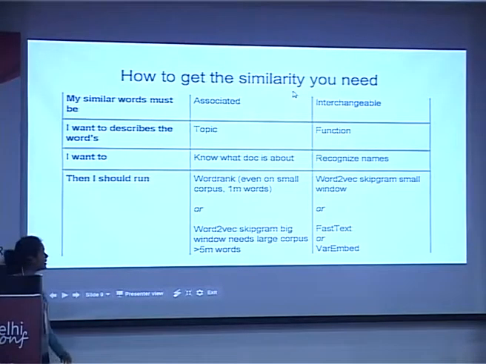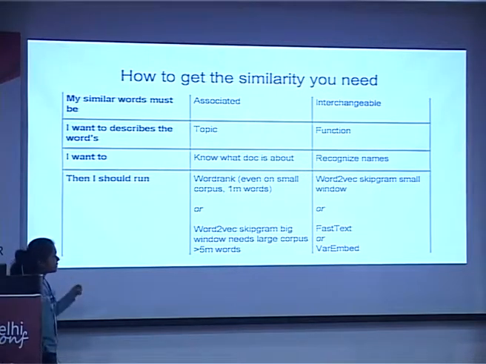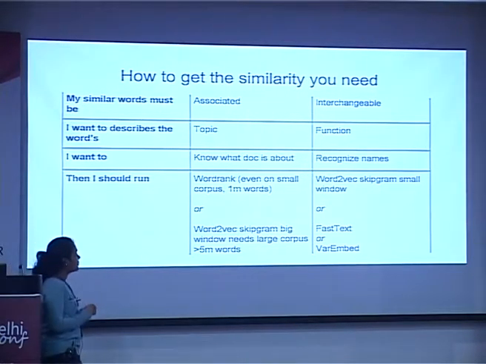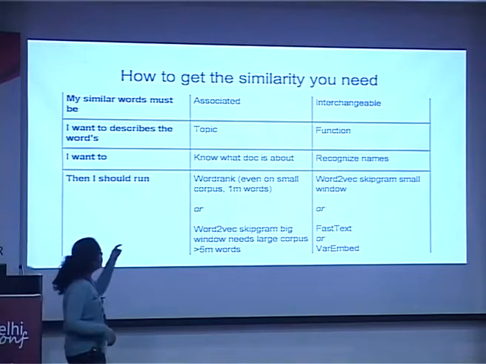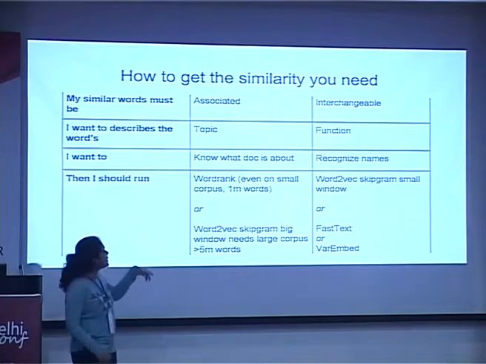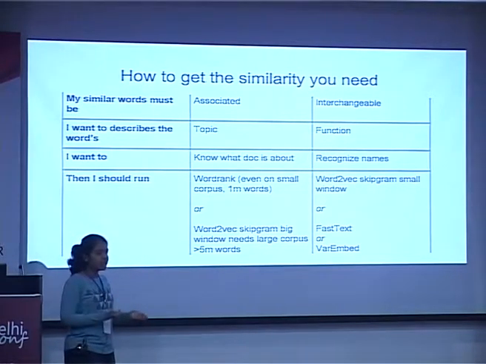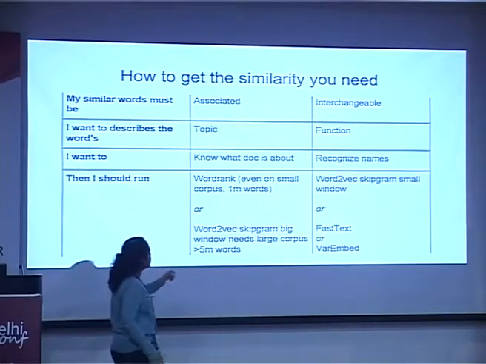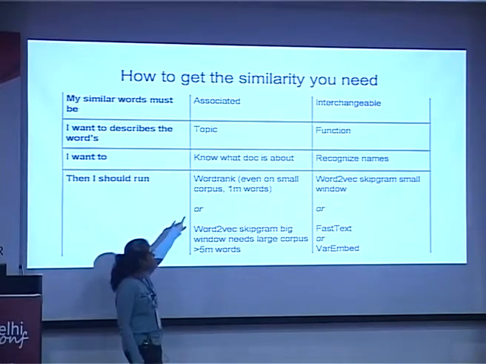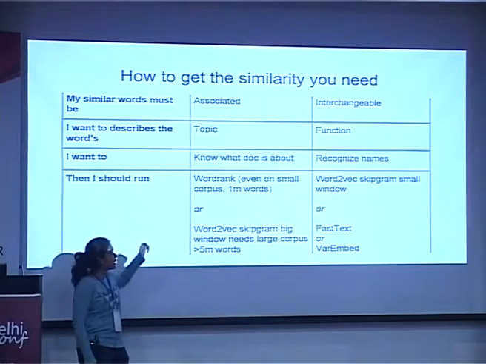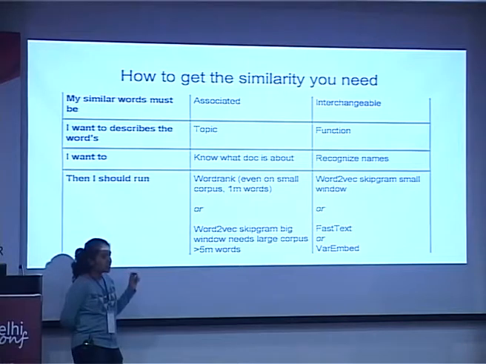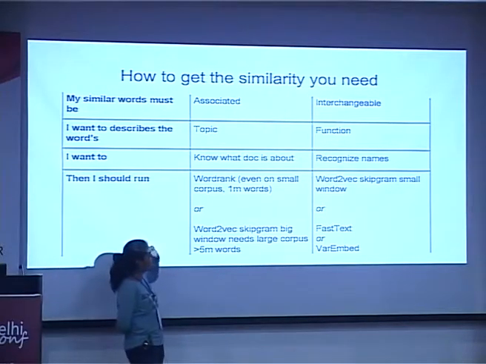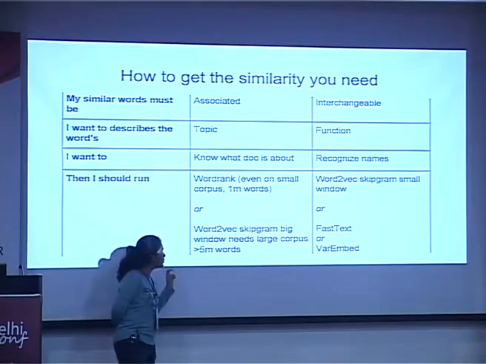Yeah, so this is basically a summary of how to get the similarity you need from different algorithms. For semantic similarity, which is basically words that are related but may not be exchangeable, it can be achieved through WordRank. And a special quality of WordRank is that it works pretty well on small data sets too. So you can get semantic similarity from WordRank and also from Word2Vec, but with a big window.